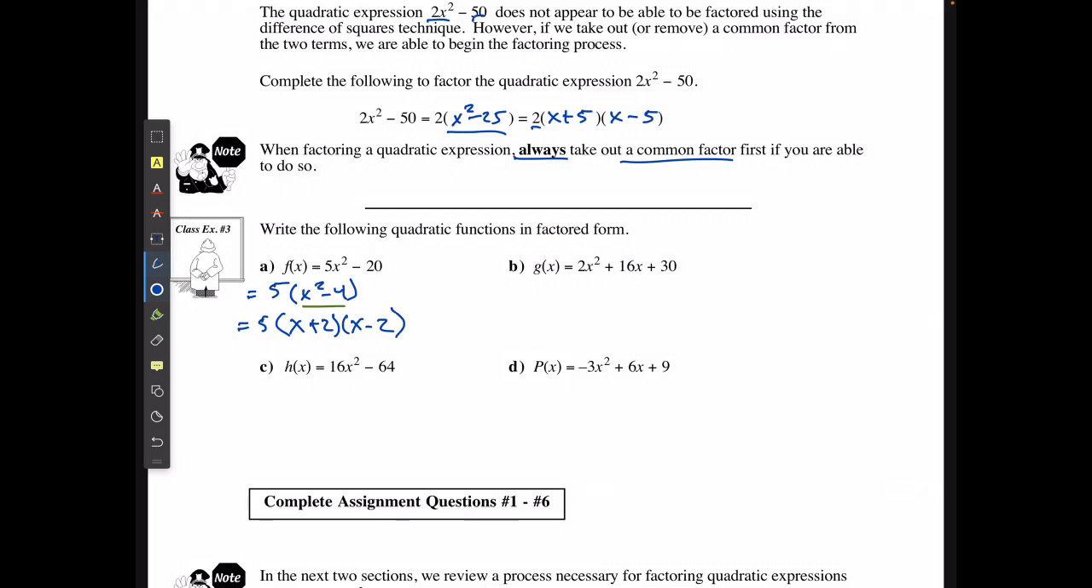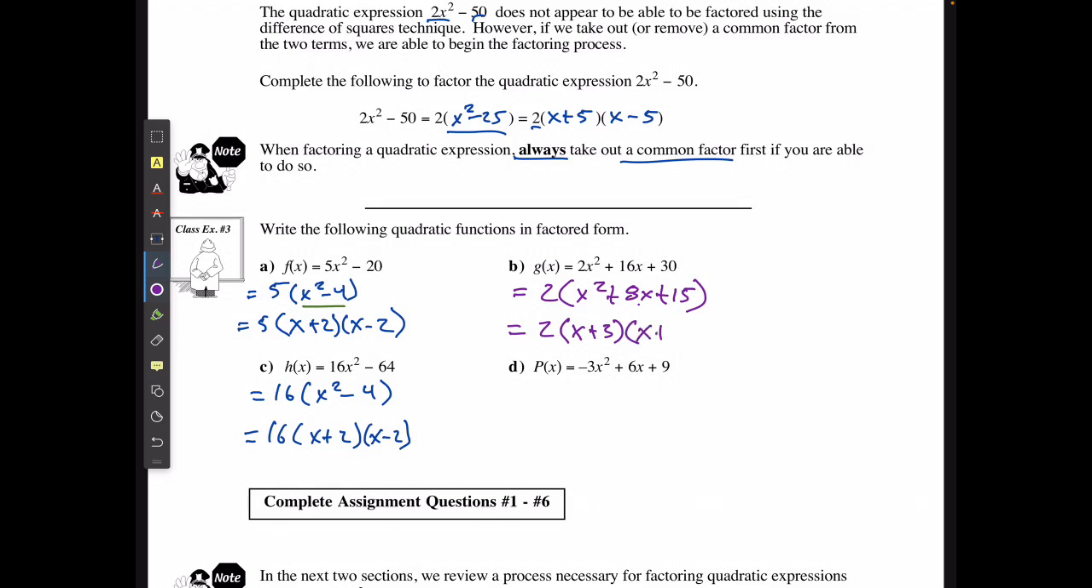For the example directly below it, I can divide both those by 16, and I'm left with x squared minus 4 again, or 16 times (x plus 2)(x minus 2). For the ones on the right, I can divide all these terms by 2, and I'm left with x squared plus 8x plus 15. Well, two numbers that multiply to make 15 but add up to 8 are going to be 3 and 5. So 2 times (x plus 3)(x plus 5).